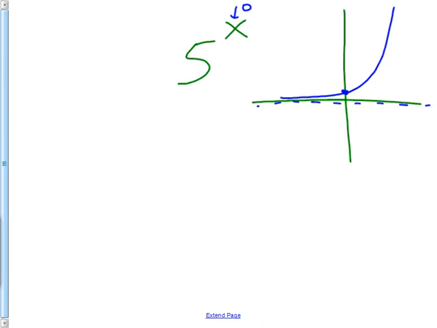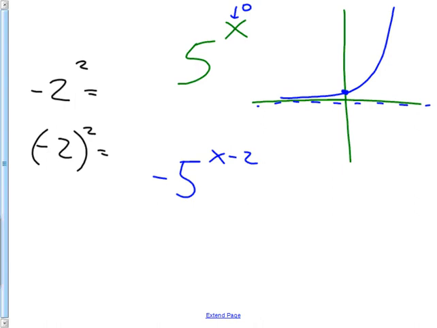Now, what if I change it this way? Negative 5 to the x minus 2. Now, this is going to test your knowledge in something I want to prep you with so you don't screw this all up. Do you remember that there's a difference between that and that? So be careful with this. This one's negative 4 because you square it first and then you apply the negative. This one is negative 2 times negative 2, so it's positive 4.